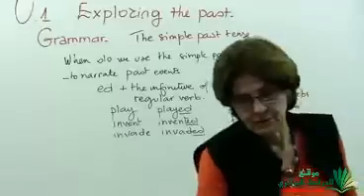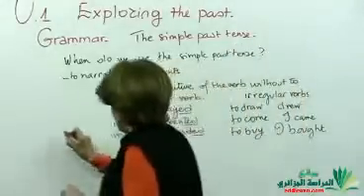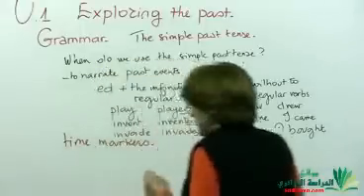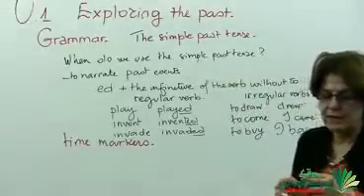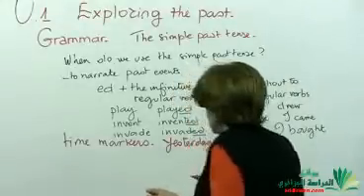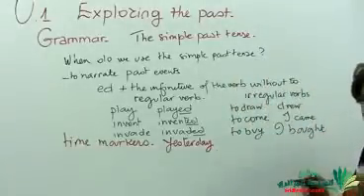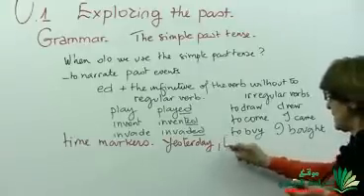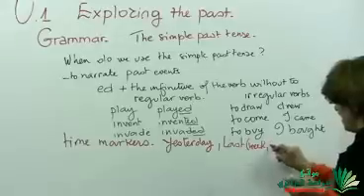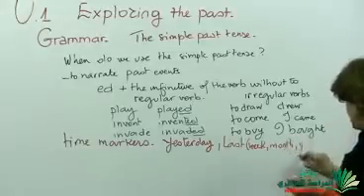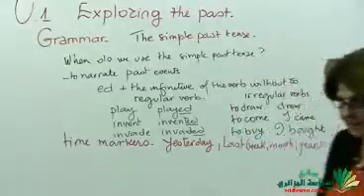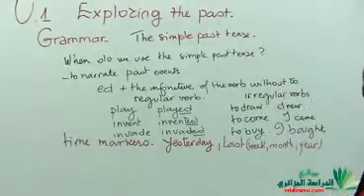Now, what about the time markers? What do we call time markers? They are time markers. If you have, for example, yesterday in a sentence, it begins a sentence. Yesterday I bought a book. So yesterday, last week, last month, last year. Okay, when I have last, I go back into the past.